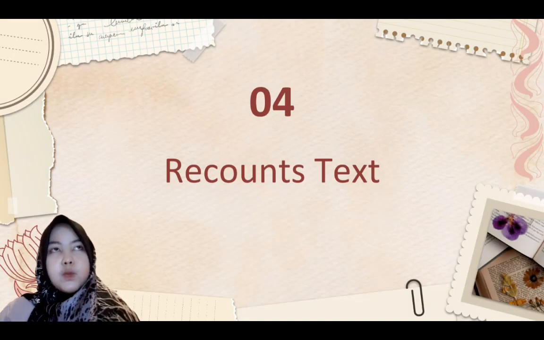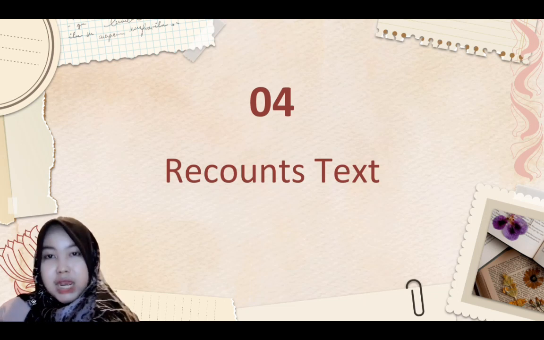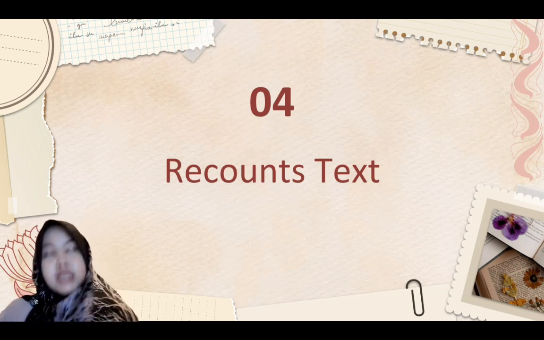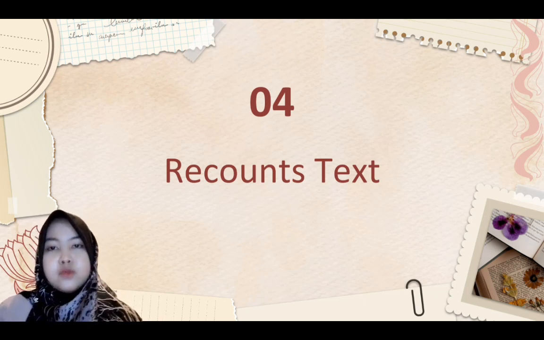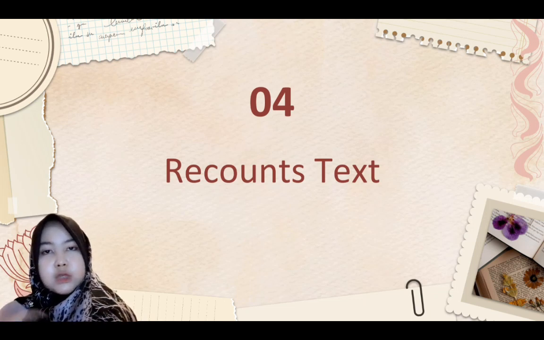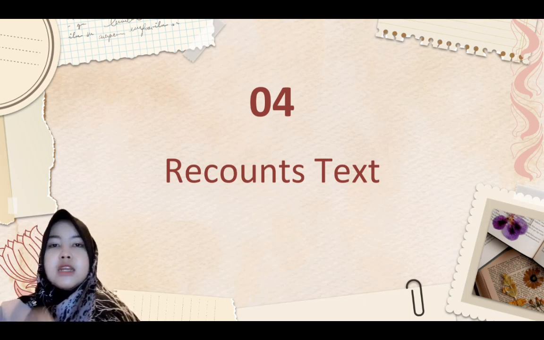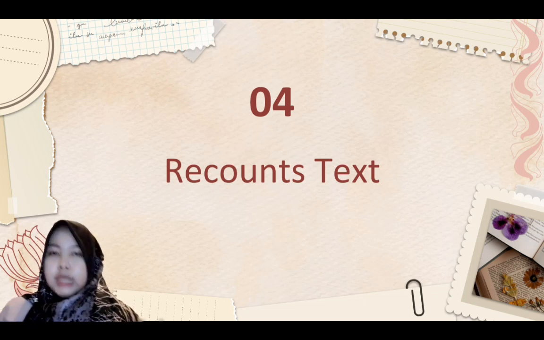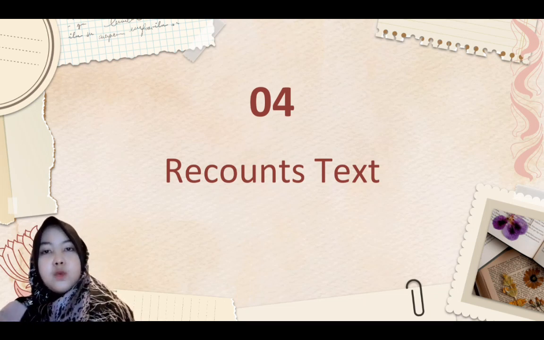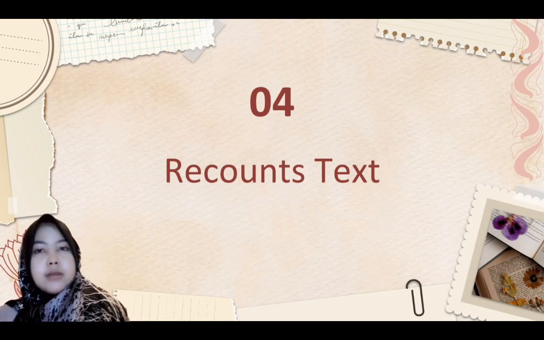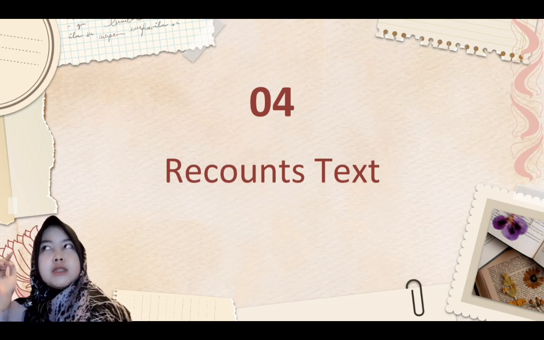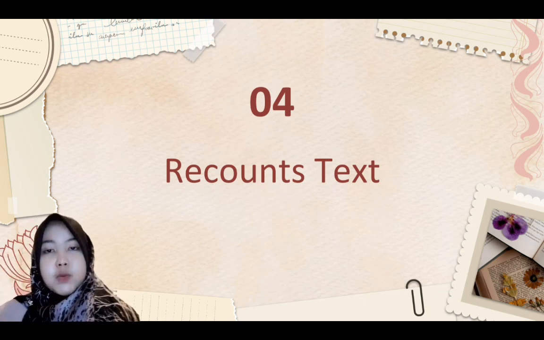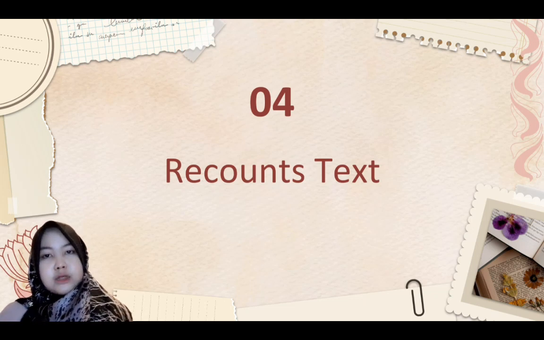Okay, the fourth one we have is recount text. Recount text is a type of written or spoken text that describes past events, often in chronological order. It typically provides a personal or factual account of what happened, where, when, and how. Recount text can be written in the first person, a personal recount, or the third person, a factual recount.